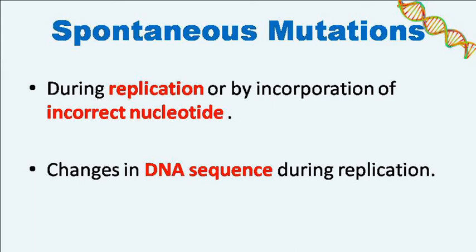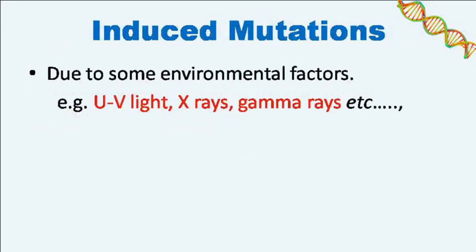Spontaneous mutations occur during replication, by incorporation of an incorrect nucleotide. It is the change in DNA sequence or nucleotide sequence during replication. Induced mutations are due to some environmental factors, for example, UV light, X-rays, gamma rays, etc.